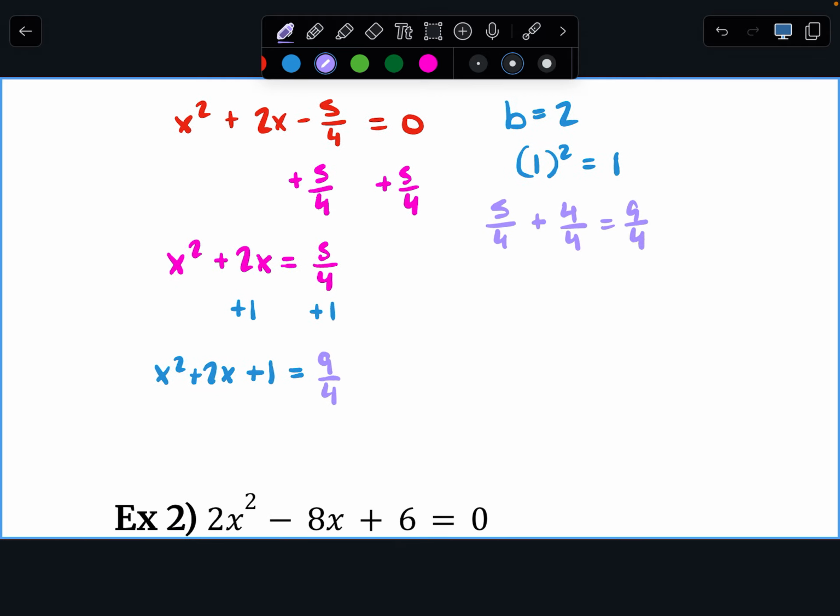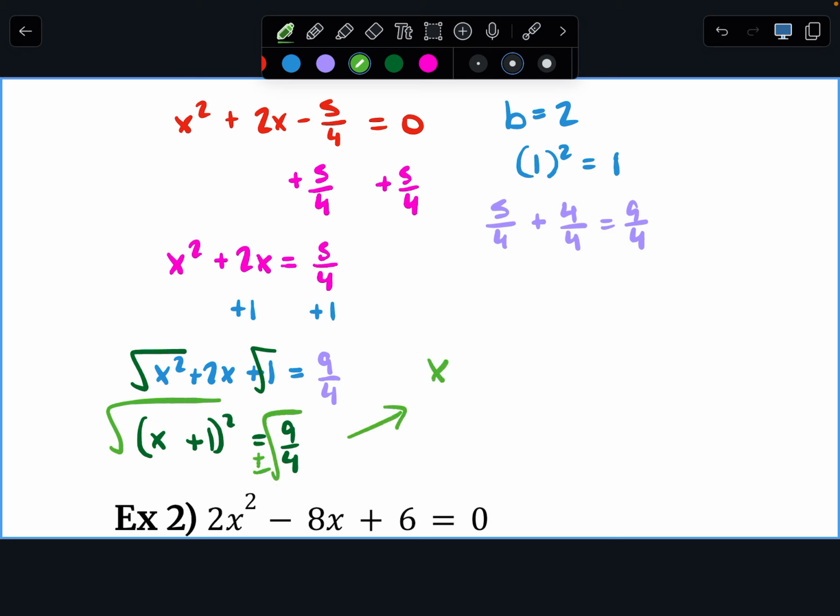Okay, now I take the left side. I have to factor that. So square root the first and last term. We get x and 1. It's a perfect square. The right side, just keep it the same for now. And my last step, square root both sides. So I have x plus 1 equals 3 over 2. When you take the square root of a fraction, you can just square root the top and the bottom. Okay, last step, subtract 1 from both sides, and I forgot my plus or minus.